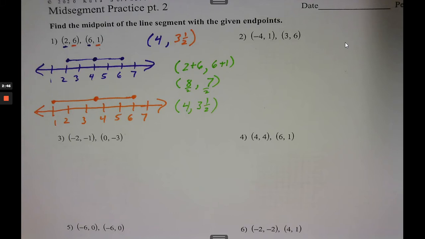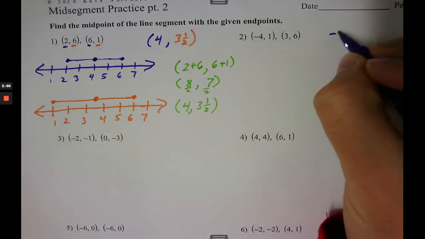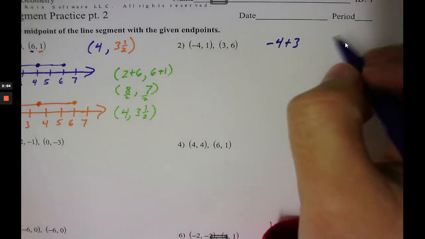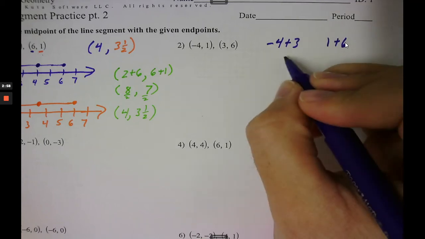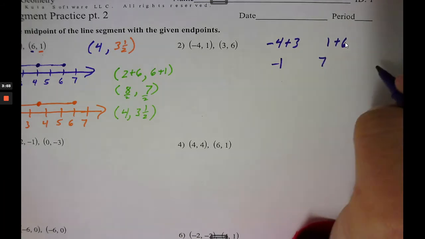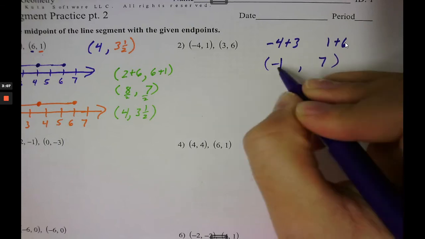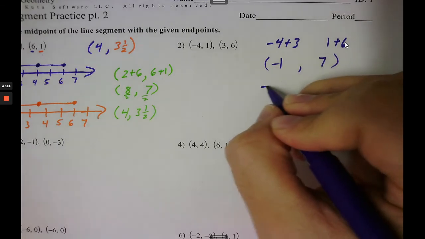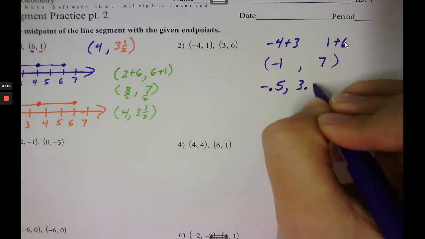So, for number 2, I'm going to add my x's together. Negative 4 plus 3. And I'm going to add my y's together. 1 plus 6. When I do that, I get (negative 1, 7). And then that will be our new point. And we're going to do half of the x and half of the y. So that's going to be negative 0.5, comma, 3.5.